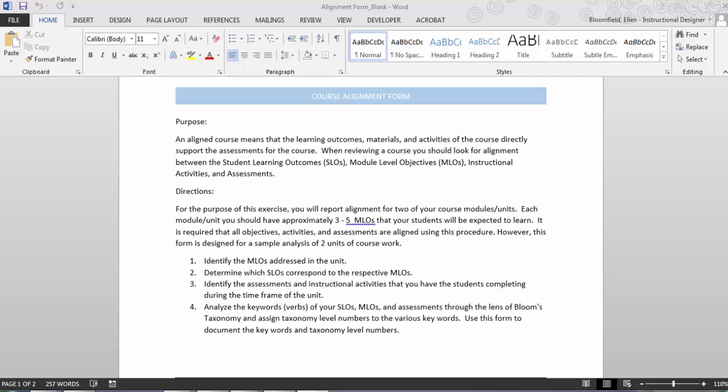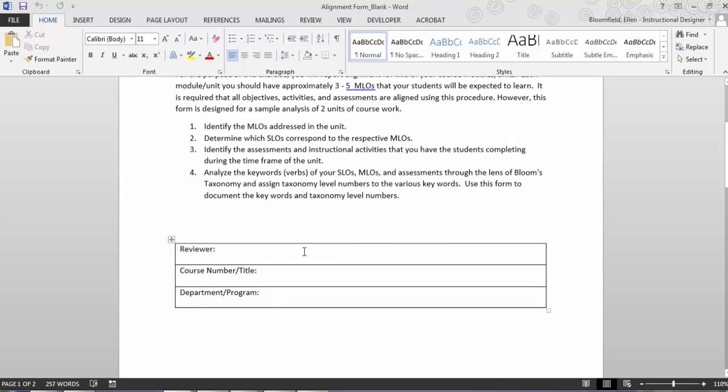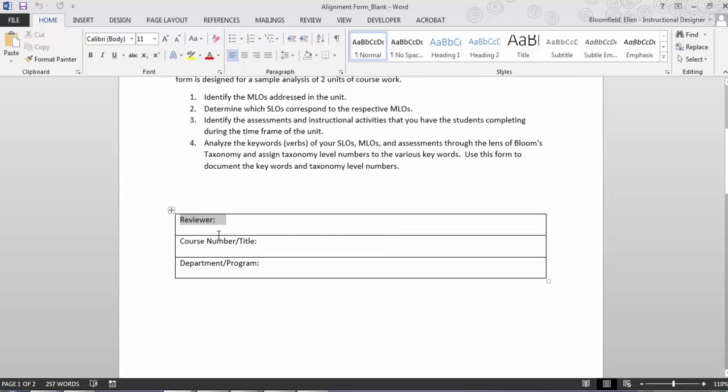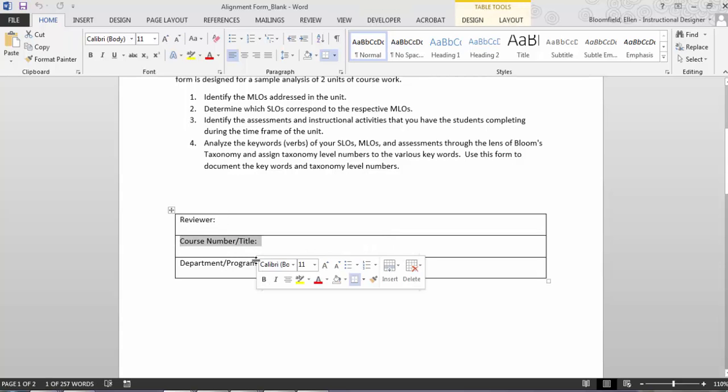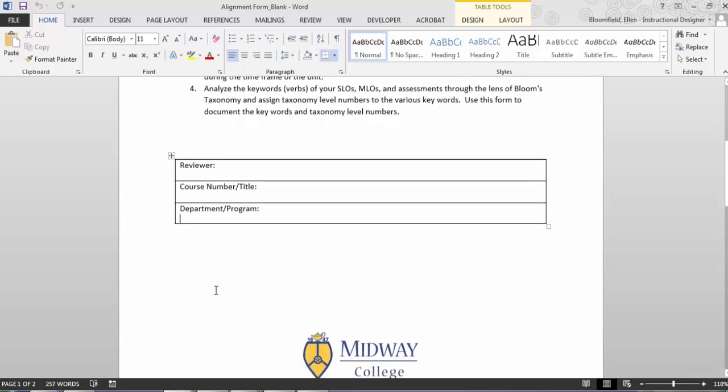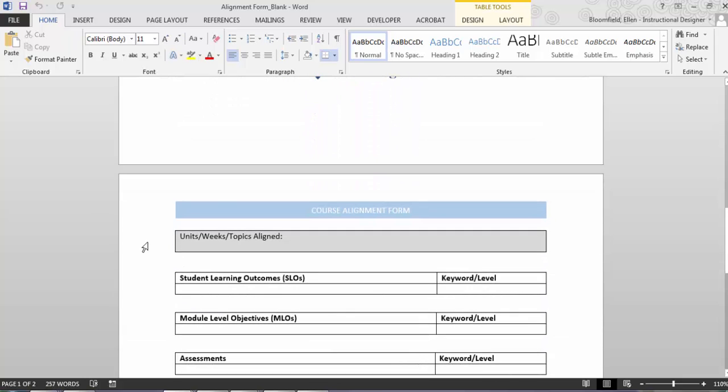It is expected that all online course developers will take the necessary steps to ensure alignment is standard for the duration of the entire course. Now, back to the form. Here you will fill out your name, the course title and number, and the department and program. In this first box, you will want to identify the unit title or week of the topic in which you are working. Remember, you will be analyzing 2 units or weeks for this exercise.